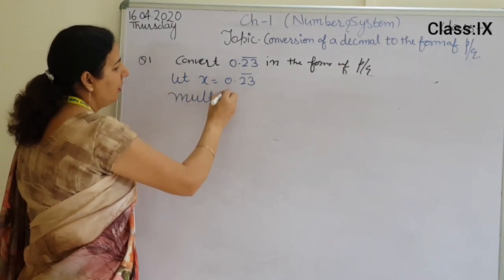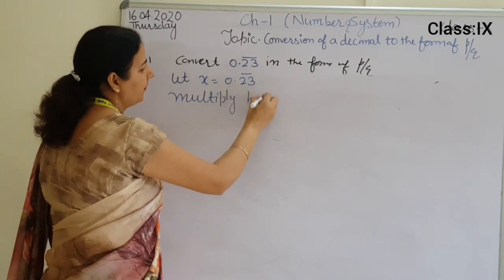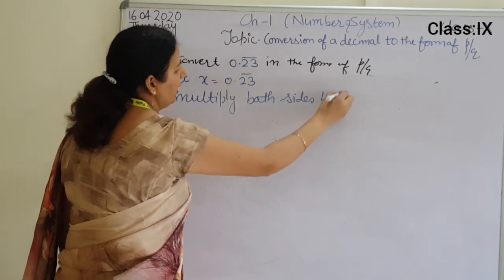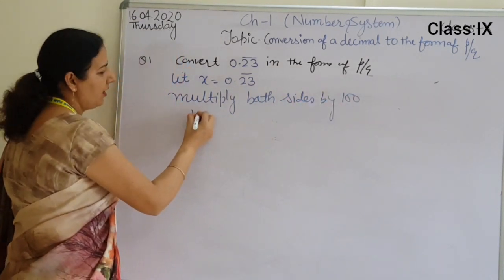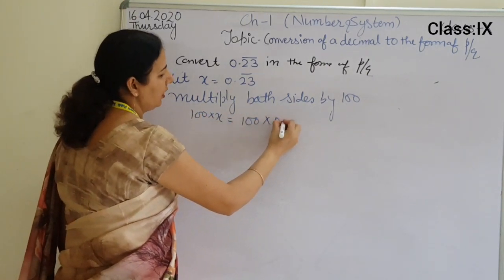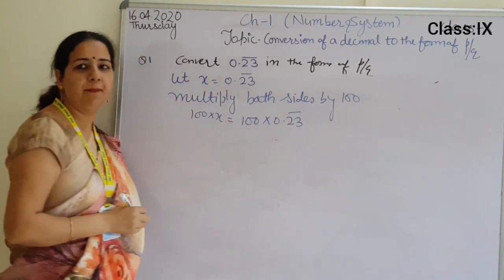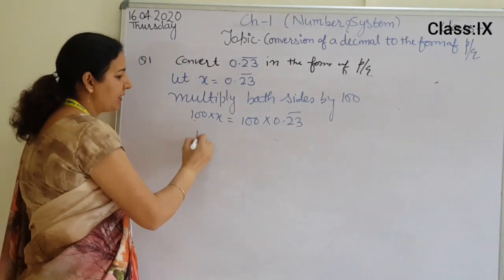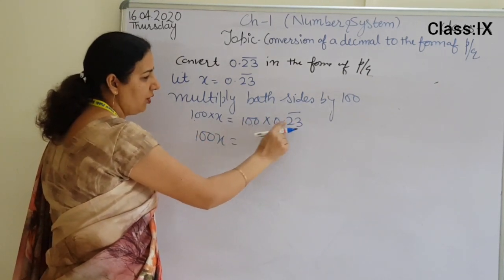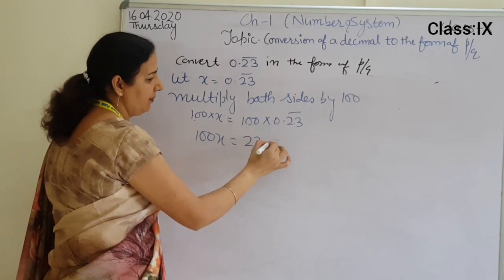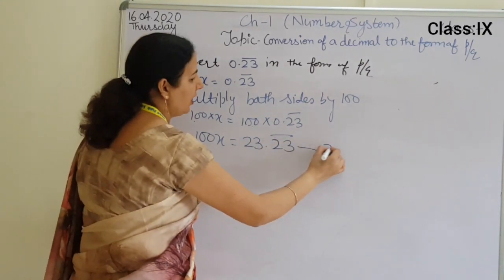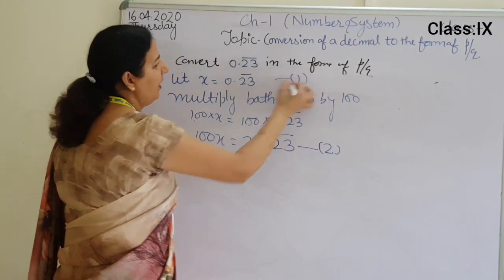Multiply both sides by 100. Then 100 into x is equal to 100 into 0.23 bar. 100 into x is 100x. 100 into 0.23, two zeros, so two numbers will come before the decimal, and then the bar will be there only. This is equation number 2, this is equation number 1.